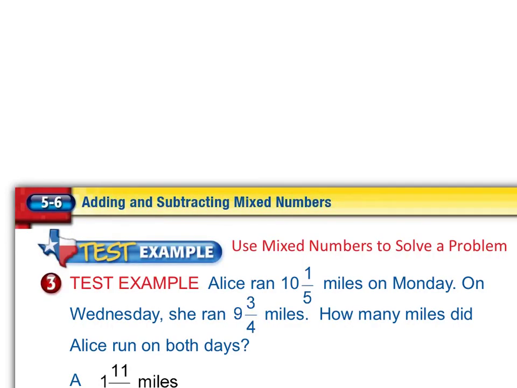Okay, let's look at this test example using mixed numbers to solve a problem. Alice ran 10 1/5 miles on Monday. On Wednesday, she ran 9 3/4 miles. How many miles did Alice run on both days? We have some important language that we need to make sure we highlight. She ran 10 1/5 miles on Monday, 9 3/4 on Wednesday, and they want to know how many miles she ran on both days. So I'm going to line up my numbers so it's easy to work with.